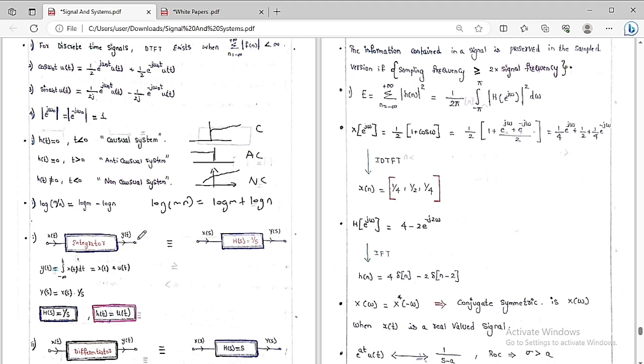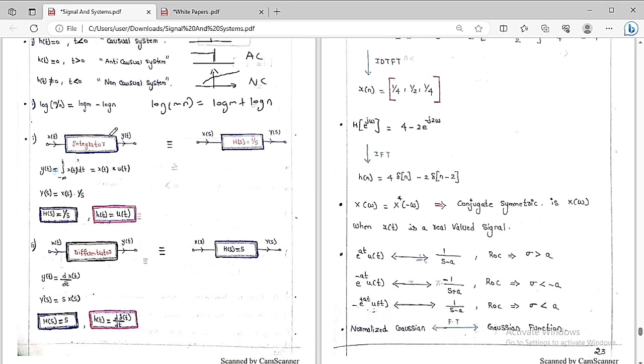Now let's go to the other important point. Suppose let me take an integrator. This is basically a system which is doing the integration property. Input is x of t and the output is y of t. This system is basically just going to do the integration. y of t is equal to the integration from tau is equal to minus infinity to t of x of tau d tau. So this is nothing but x of t convolution with u of t.